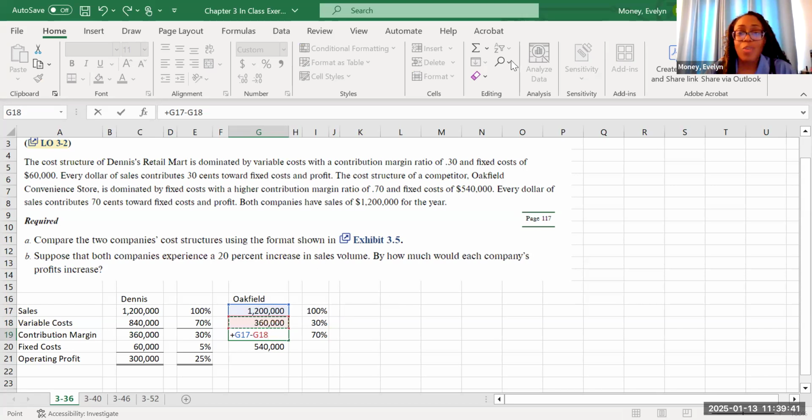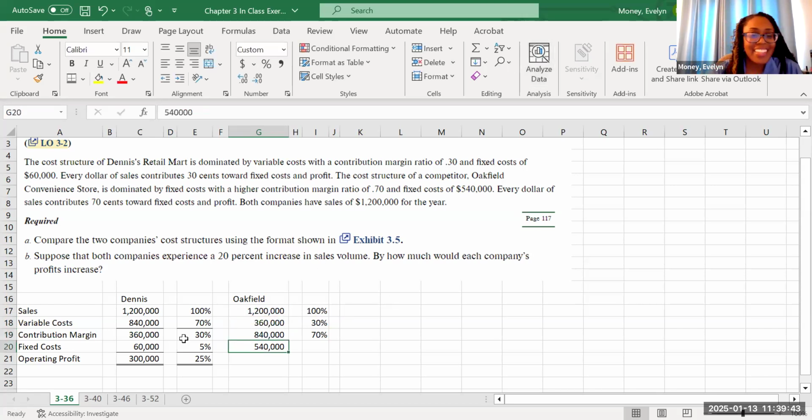So notice, we just flip things around here. Take a look at it. Contribution margin for Oakfield is 840, but that's the variable cost for Dennis. Contribution margin for Dennis was 360, but that's the variable cost for Oakfield. We just switched around the percentages.